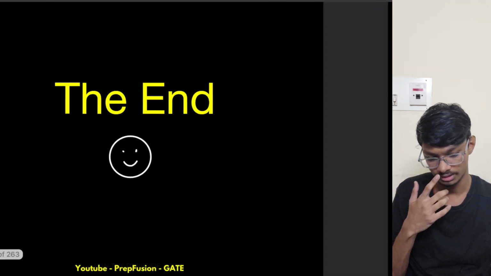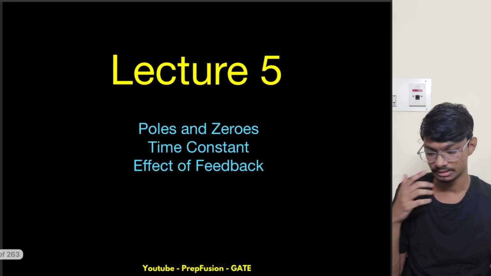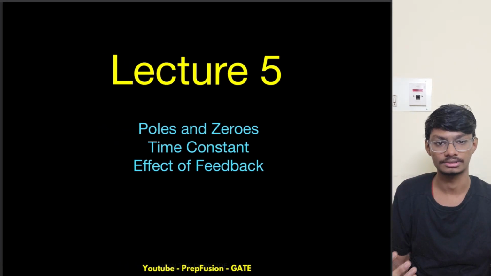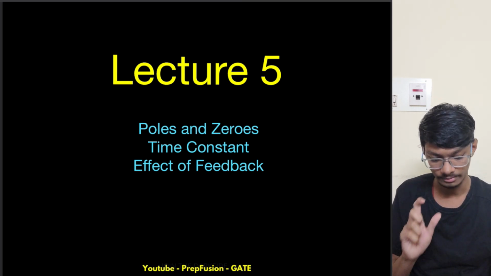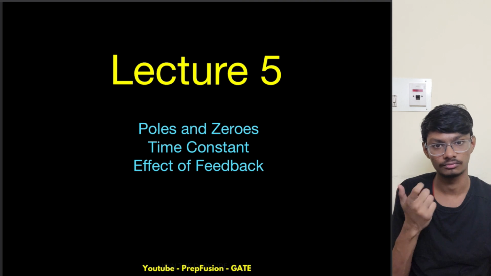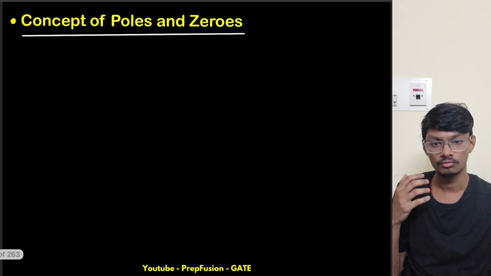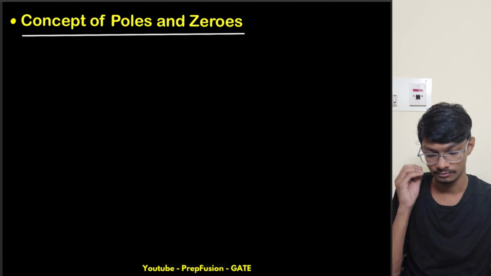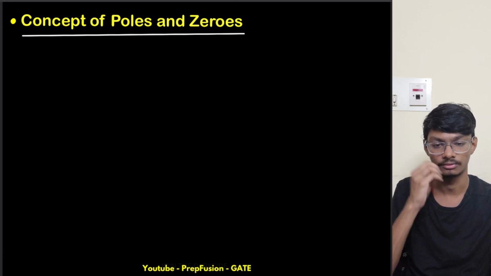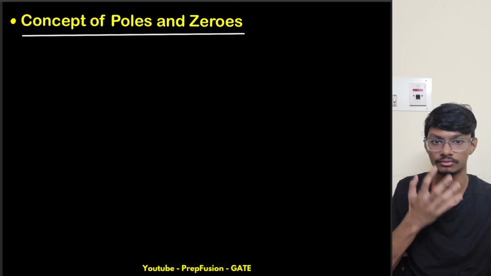Move on to the next lecture, that is lecture 5, and this is what we'll learn in this lecture: poles and zeros, time constant, effect of feedback. All these 3 things we'll learn, and I will give you one homework question. Okay, so firstly, what are poles, right? First we'll learn what are poles, after that zeros. Sorry, first we'll learn what are zeros, then we'll learn poles.